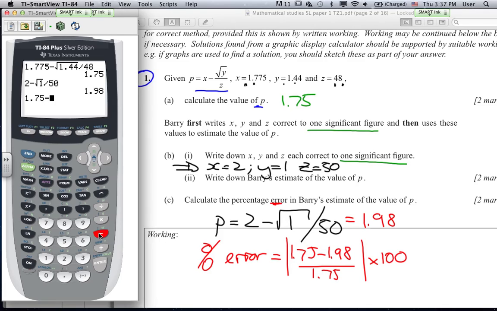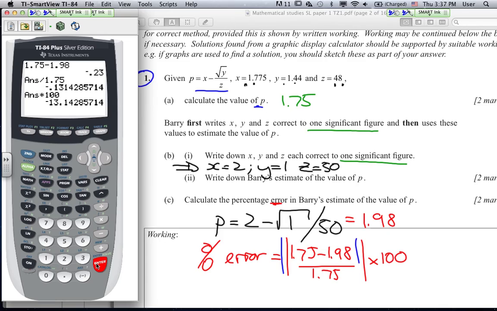1.75 minus 1.98. Now I should really have put brackets in that, but let me just push enter, and I'm going to divide that by 1.75, enter, and I'm going to times that by 100. I get enter, and I get a minus there, but remember, you don't worry about the minus, it's all positive, so you use these absolute value signs here. So it's going to be 13.1% error that you're going to have.